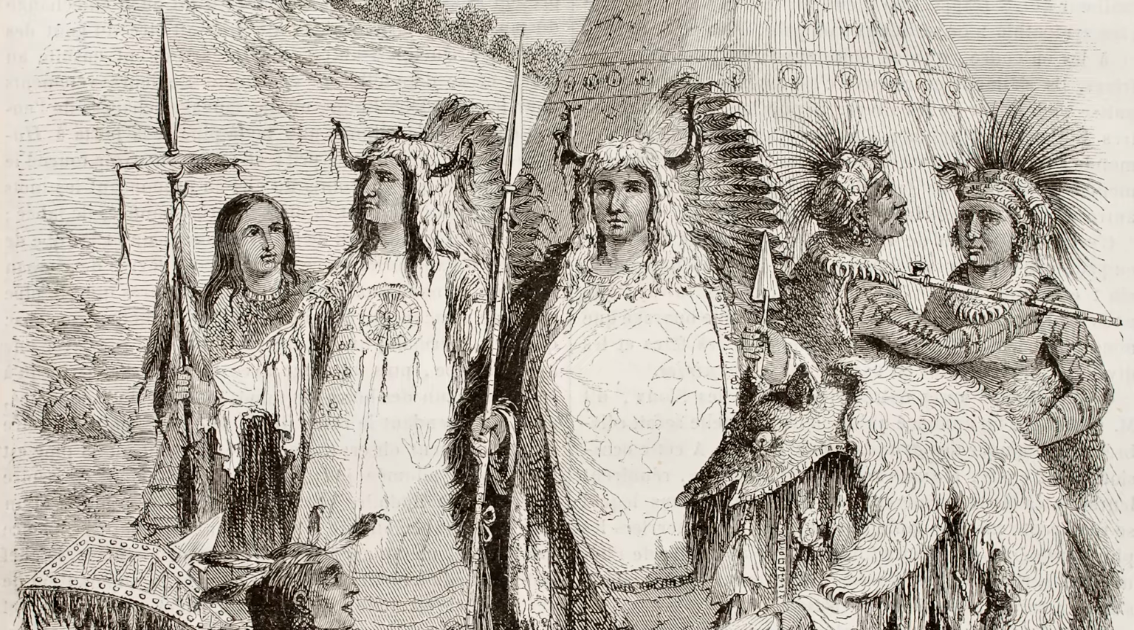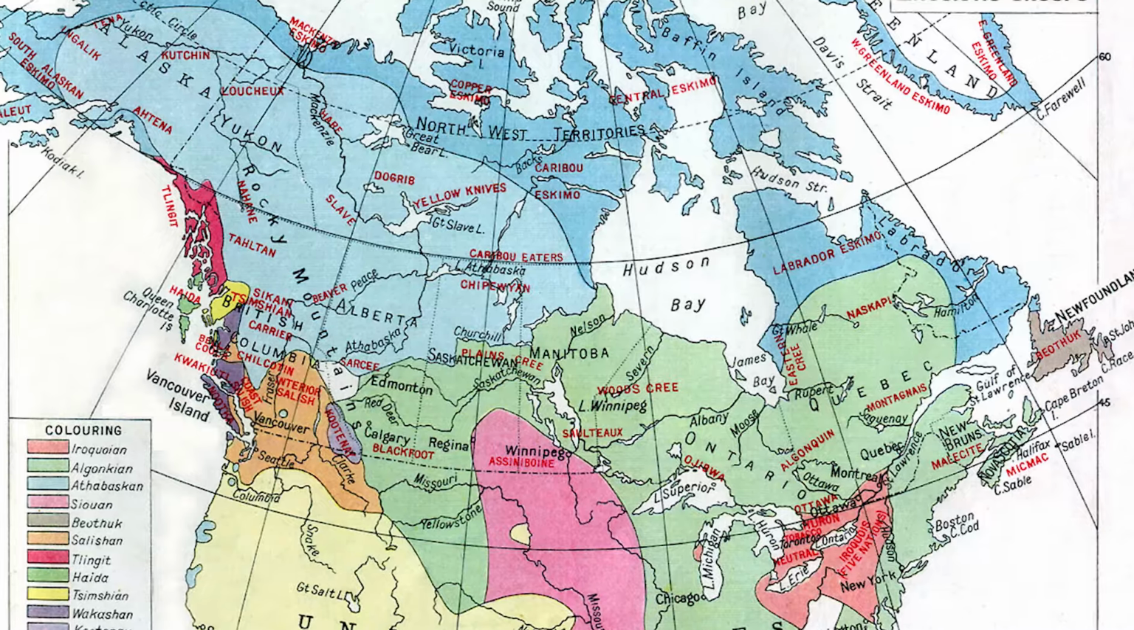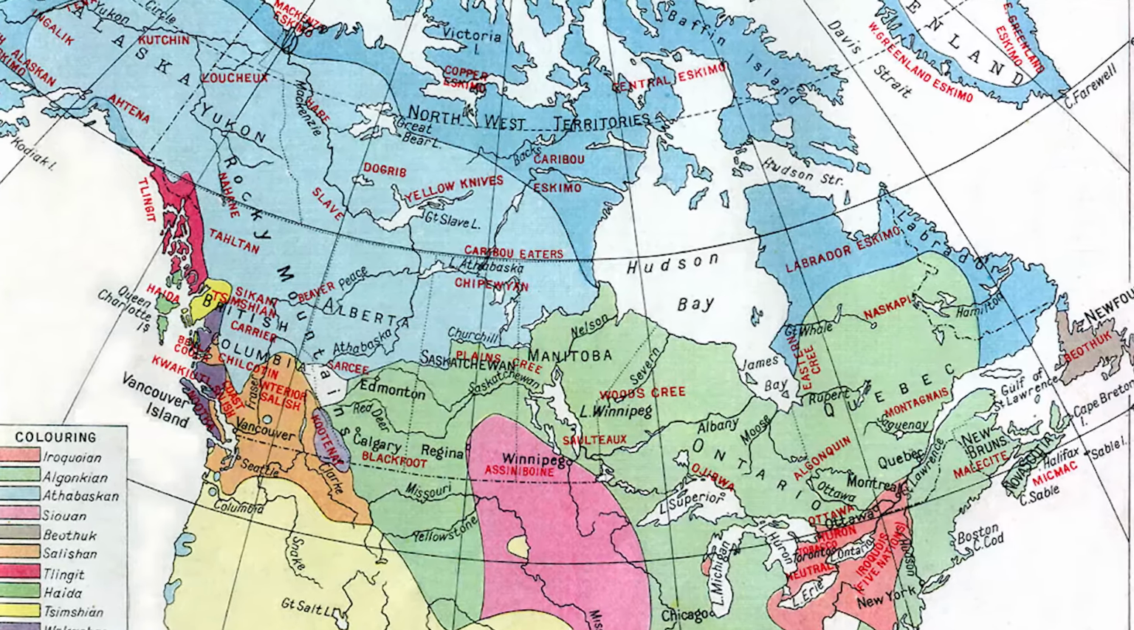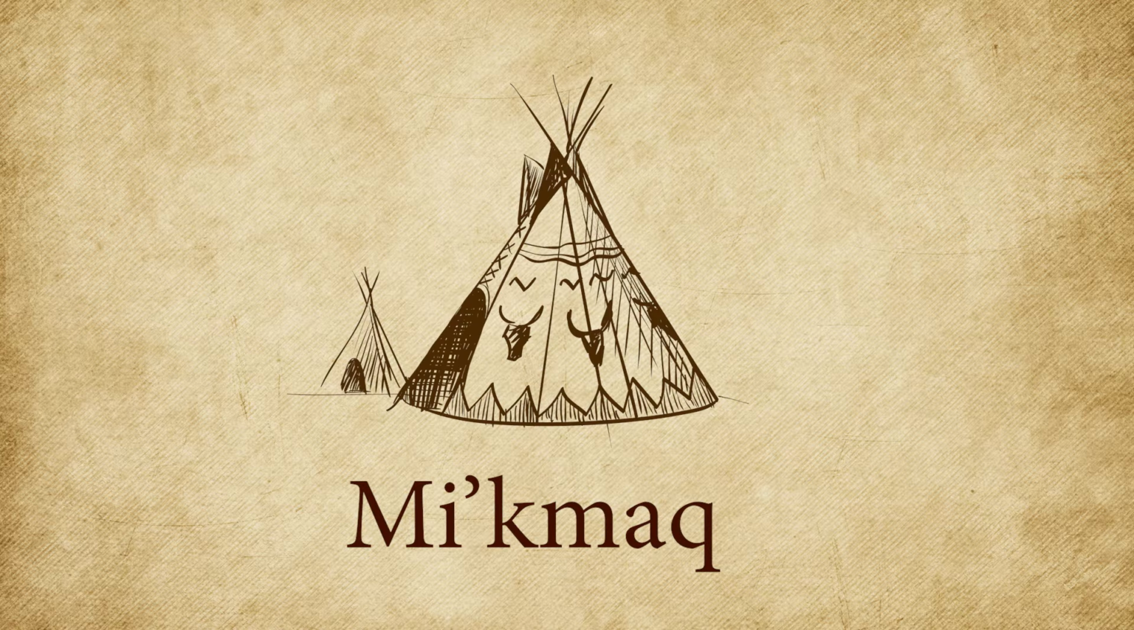So of course, back in the day, the lands that are now Canada were inhabited by the Native Americans. Today there are over 50 different recognized Indigenous nations in the northern half of North America, including famous ones like the Mohawk, Cree, Mi'kmaq, Huron, and in the far north, the Inuit.